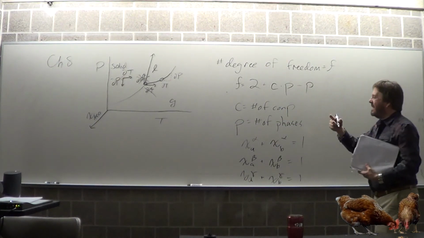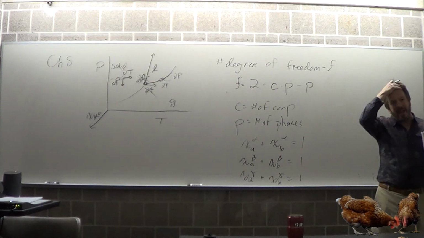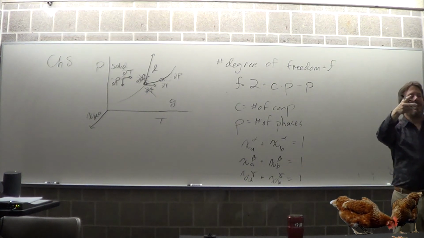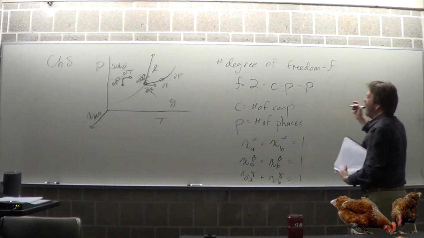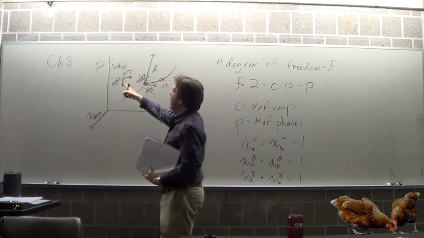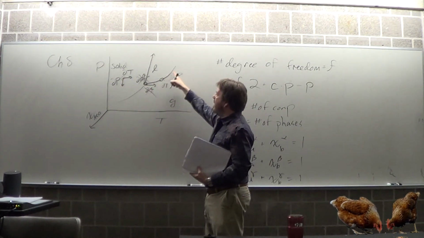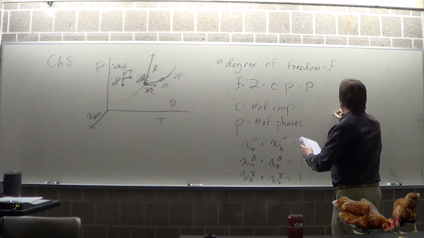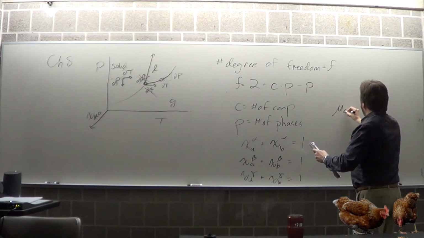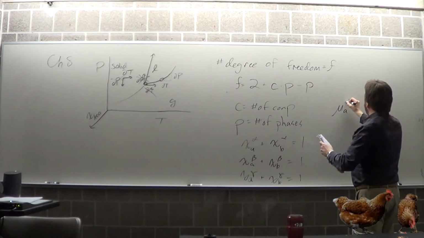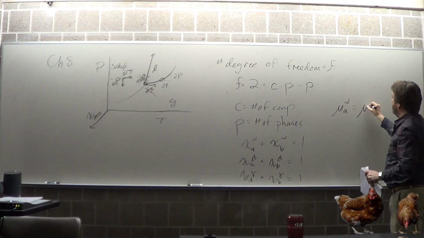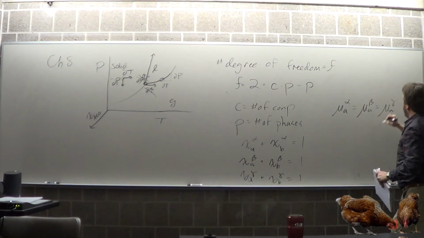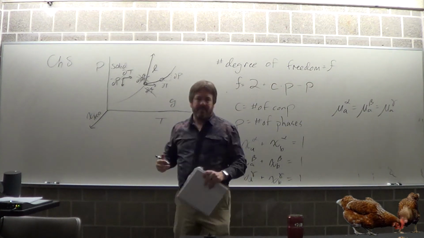Now, at the beginning of lecture, I said that there were some things that had to be equal under equilibrium. You've got temperature, pressure, and what? Chemical potential. So if I'm at a border or a triple point, then the chemical potential of A in the gamma phase, the liquid phase, has to be the same in the beta phase, and the same in the solid and gas phases.